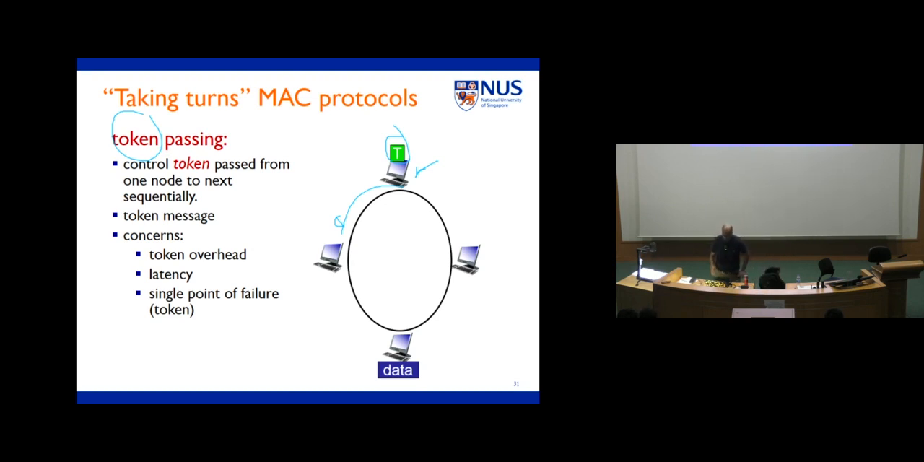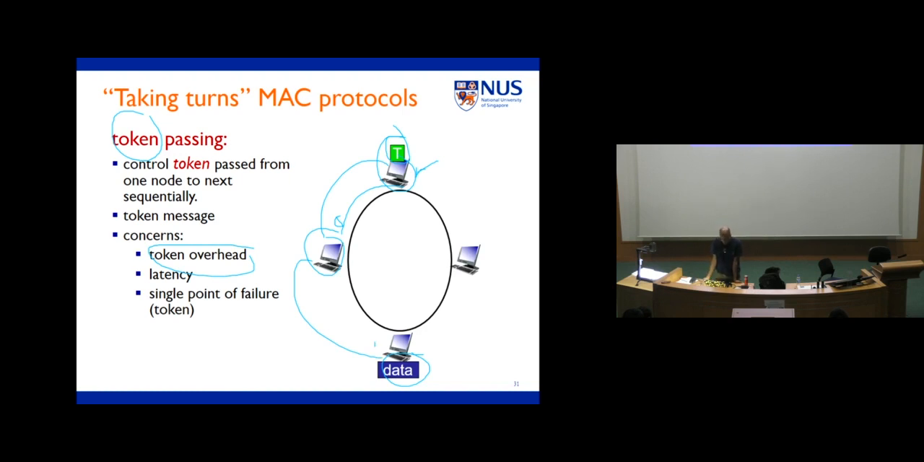Okay? Again, there are some overheads here. For example, you also have to transmit the token from one node to the other node. When you're transmitting the token, it's not data, so you're spending some of the time transmitting just tokens. Again, there is latency involved. Imagine, only this guy has data to send. The token still has to be sent here. This guy has to send the token here, and then you get to transmit.